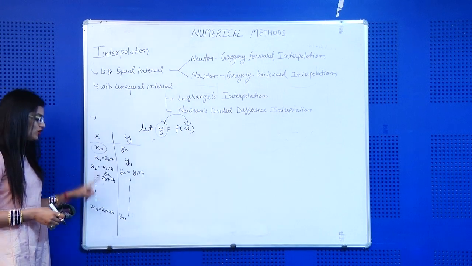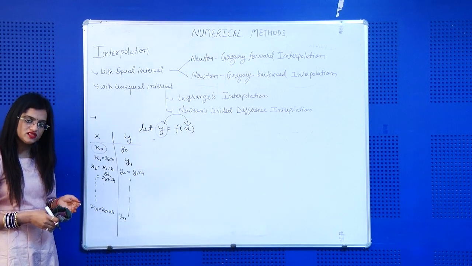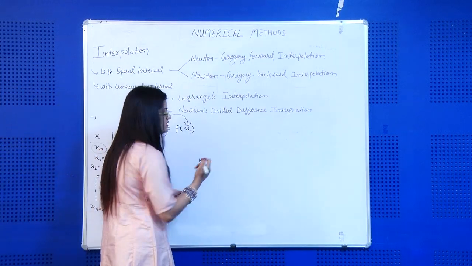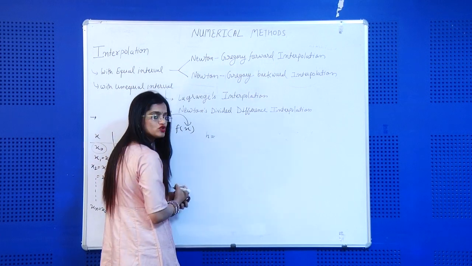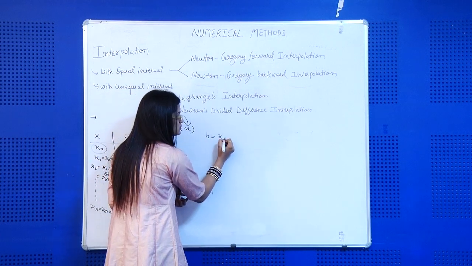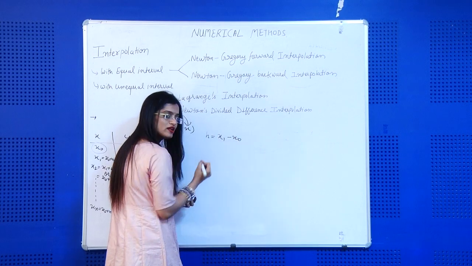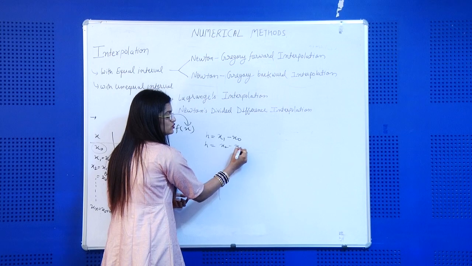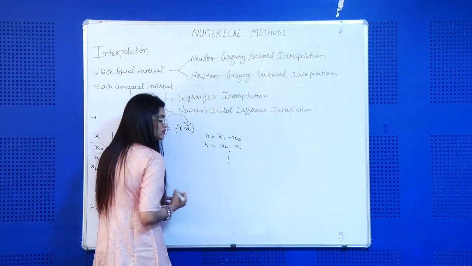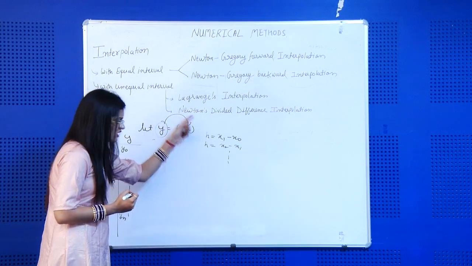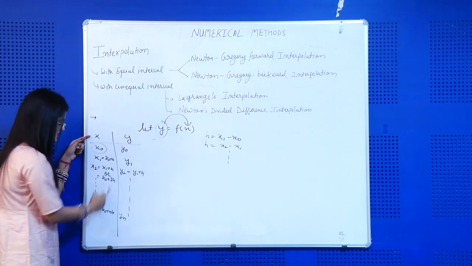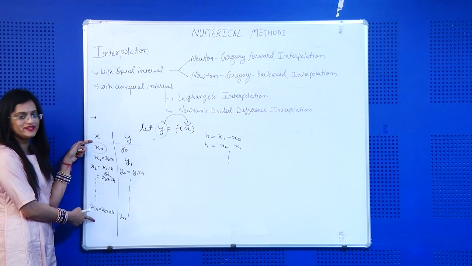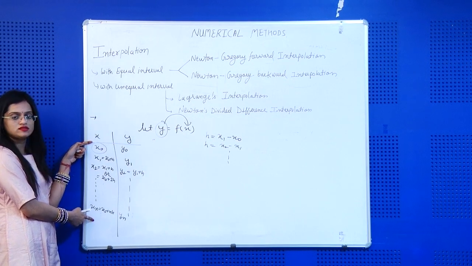If my given values of x are equally distributed, that means for every interval I get the same value of h. I get the same value of h from the x1 minus x0 calculation, the same value of h from the x2 minus x1 calculation, and so on. If I get the same value of h for the entire x table, then I can say that the x values are equally distributed. Otherwise, they are not.